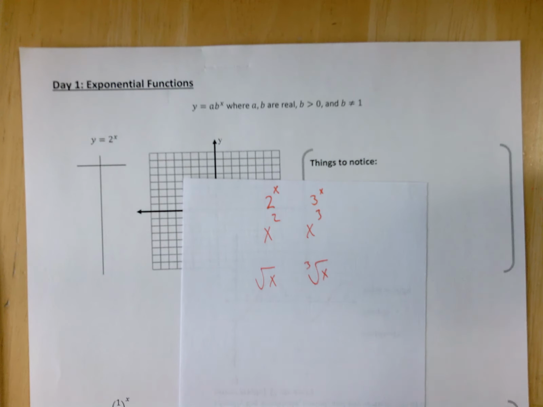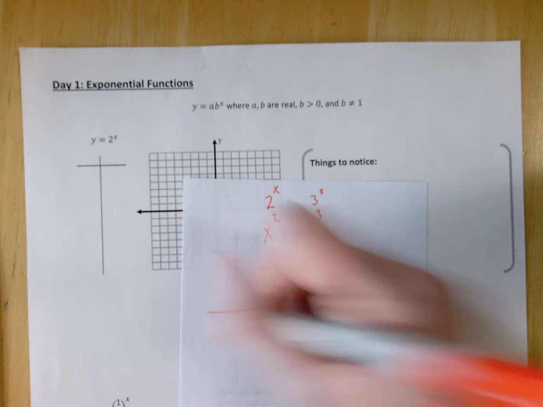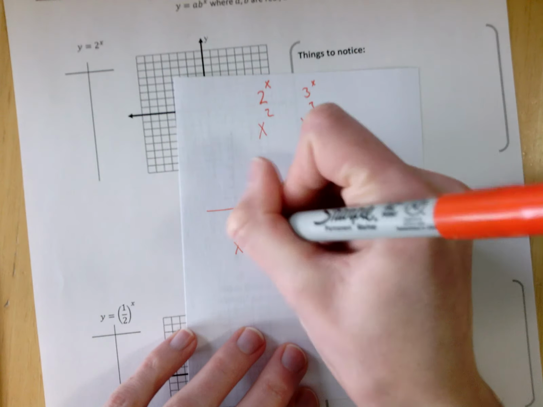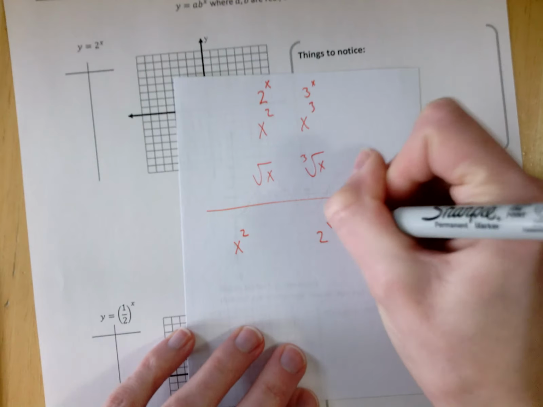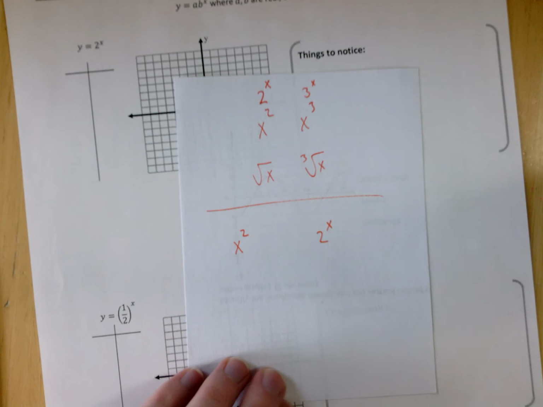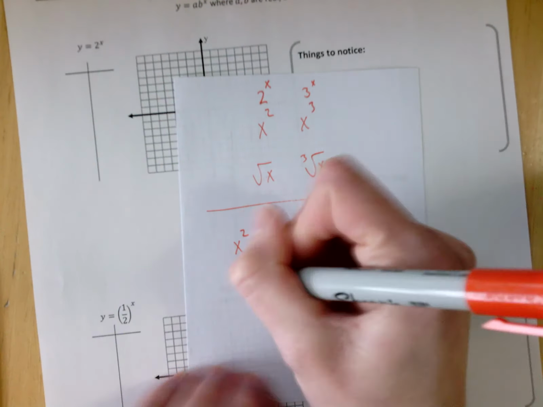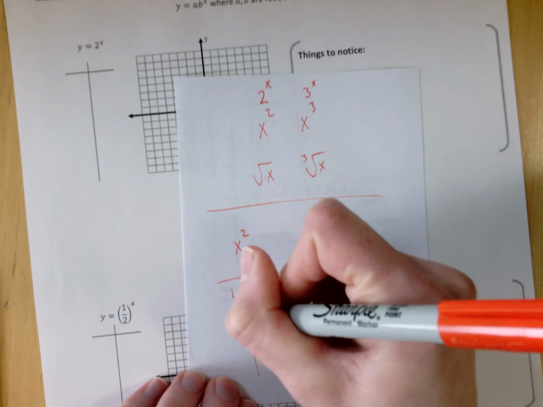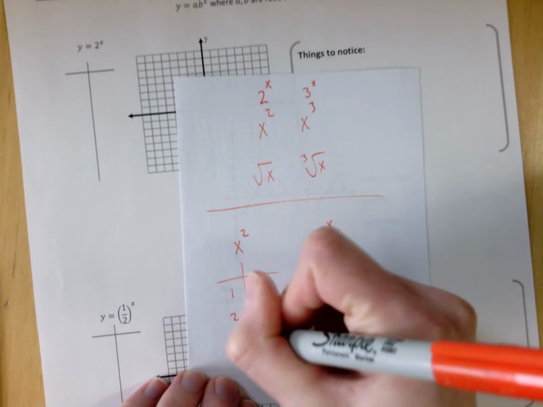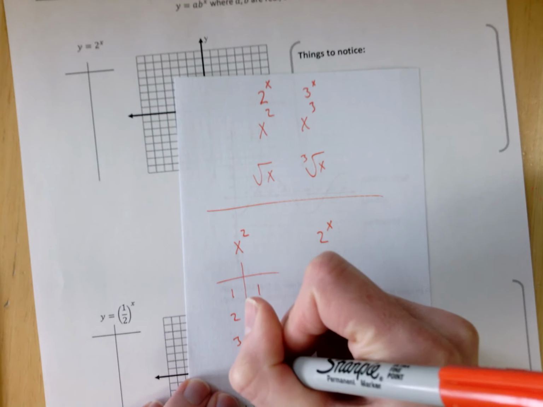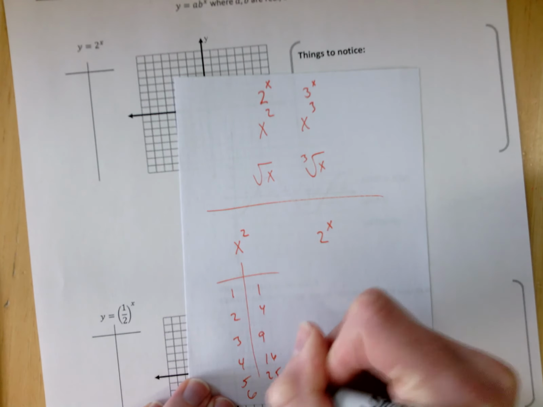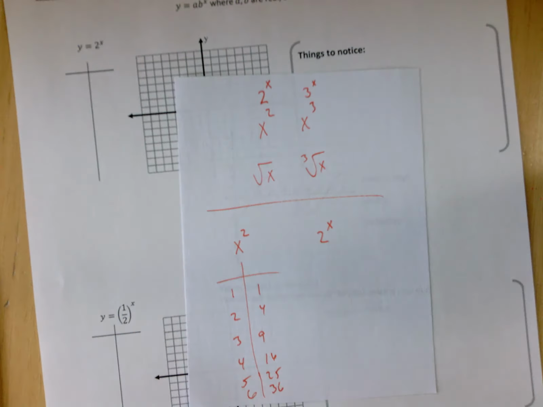Okay, so let's talk about what the difference between these is. Let's take a minute and just compare. What's the difference between x squared and 2 to the x? Well, let's think about what happens to these numbers. So, a quick little table of values. 1 squared is 1, 2 squared is 4, 3 squared is 9, 4 squared is 16, 5 squared is 25, 6 squared, 36. Great. That's easy enough to deal with.